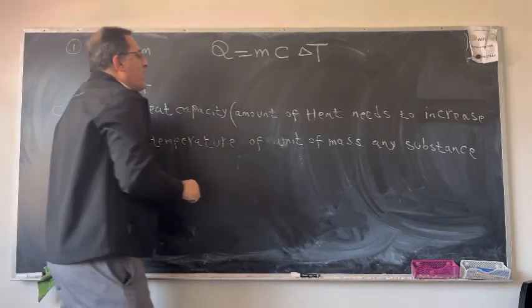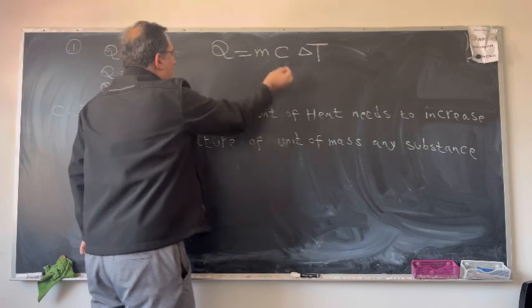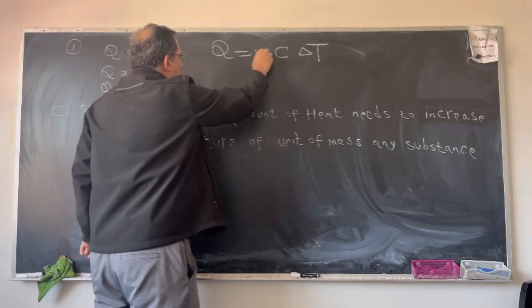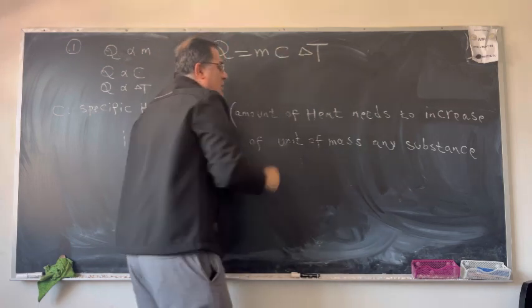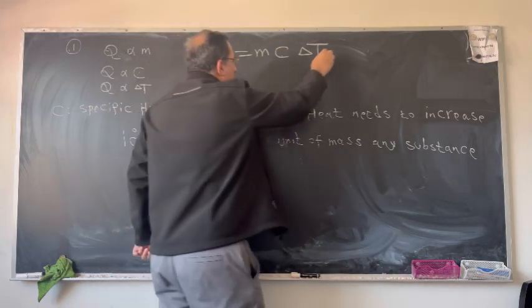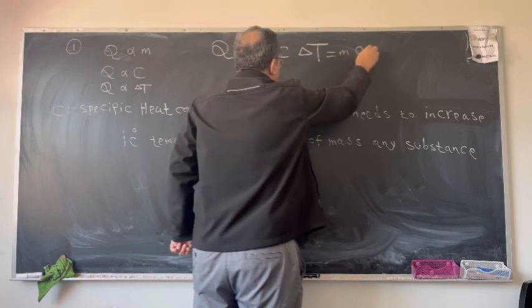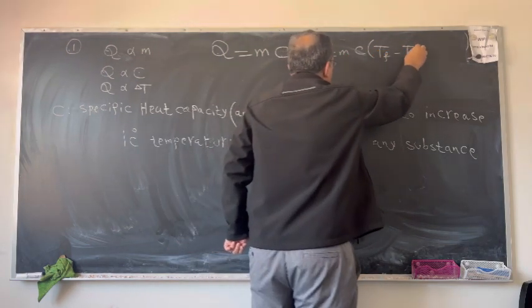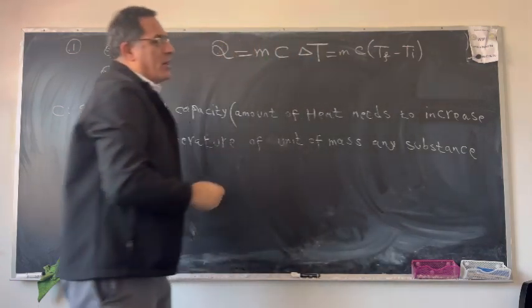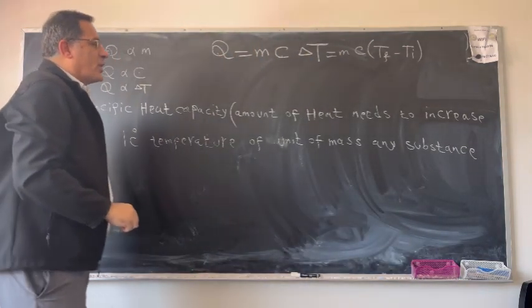Q equals m c delta T. The amount of heat has a direct relationship with the mass of your substance, the specific heat capacity, and the change of temperature. Change of temperature is final temperature minus initial temperature. Final minus initial.